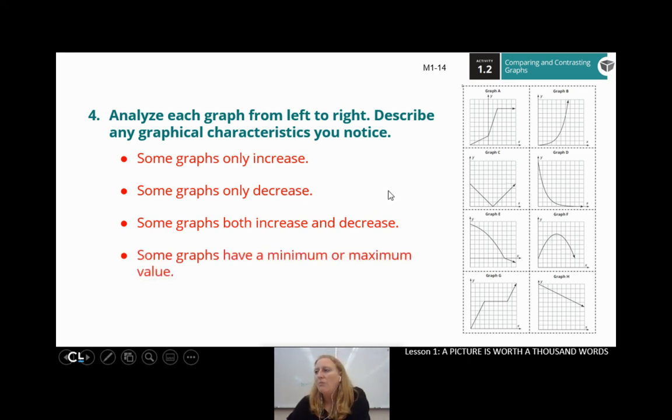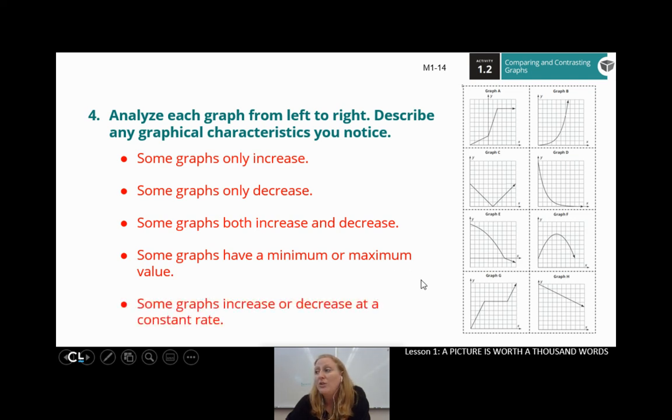I noticed that some graphs have a minimum or a maximum, right? The baton twirler, there's a maximum height, right? That's as high as the baton goes. That's just how it is. But even our jelly bean example had a minimum, right? The minimum is 0, right? If you guess spot on, you're not off by any jelly beans. And so it had a minimum of 0.